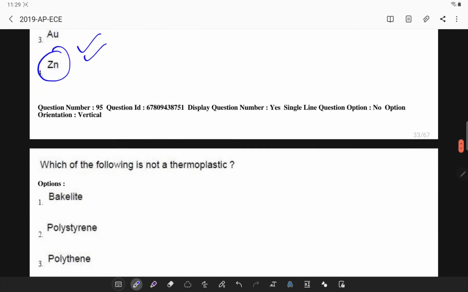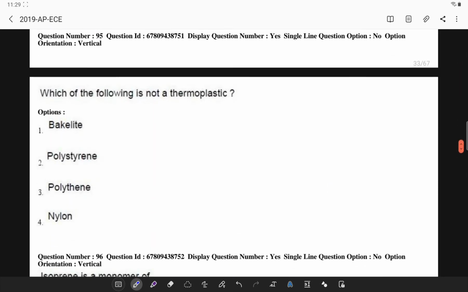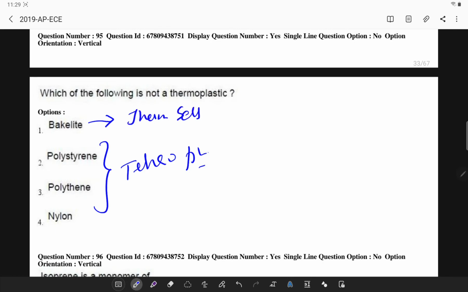So next question, which of the following is not a thermoplastic? These three are thermoplastics, whereas this is a thermosetting plastic.